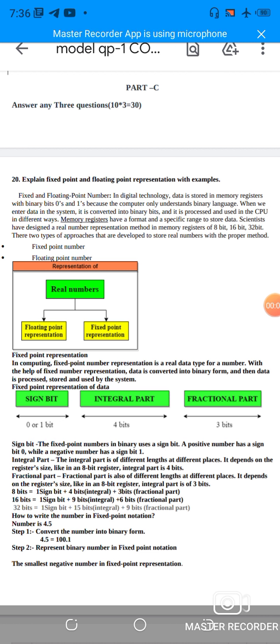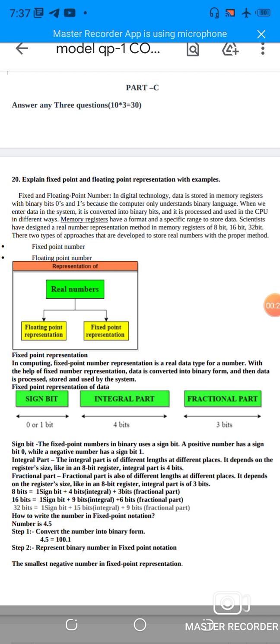Fixed and floating point numbers in digital technology: data is stored in memory registers with binary bits, zeros and ones. Because the computer only understands binary language, when we enter data in the system, it is converted into binary bits and processed by the CPU in different ways. Memory registers have a format and a specific range of stored data.